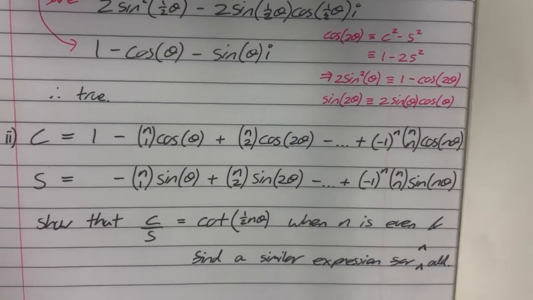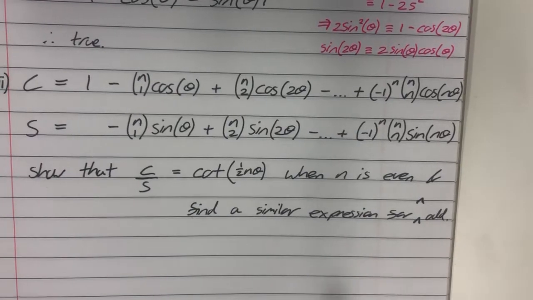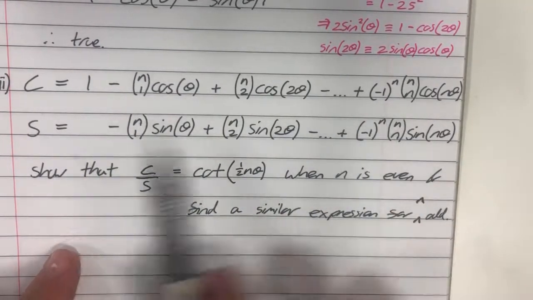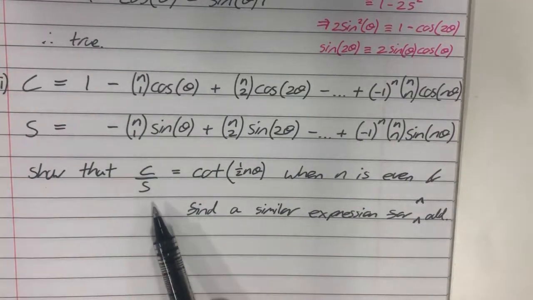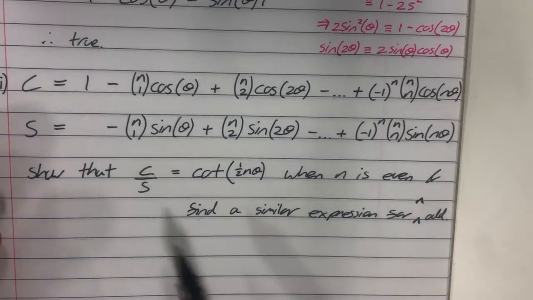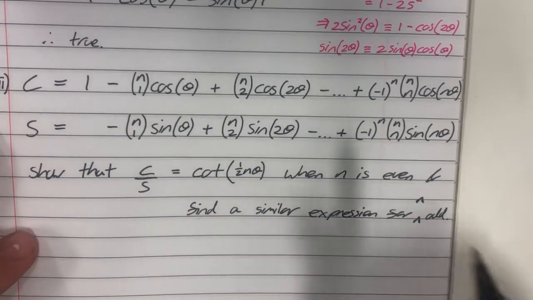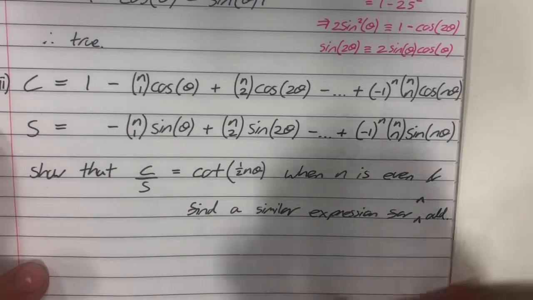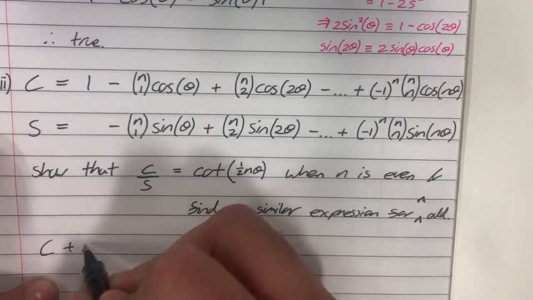Part 2 of the question. Here's our C and here's our S. Show that C divided by S is cot of a half n theta when n is even, and find a similar expression for this when n is odd. So we're going to do as we always do, C plus iS.